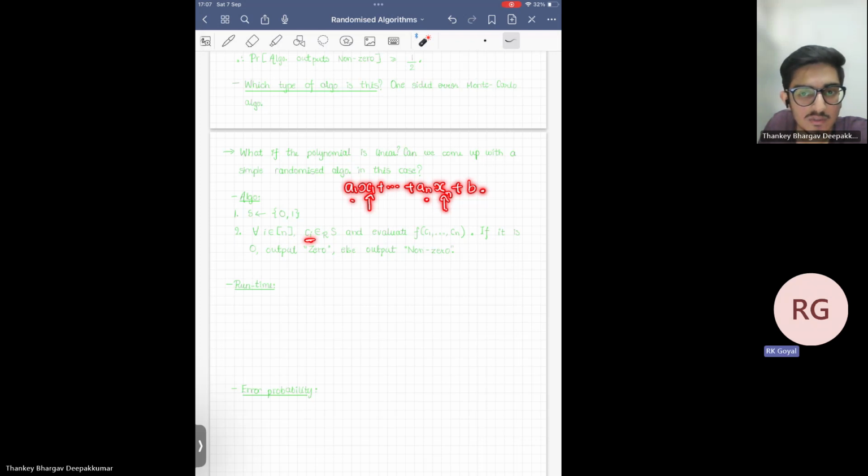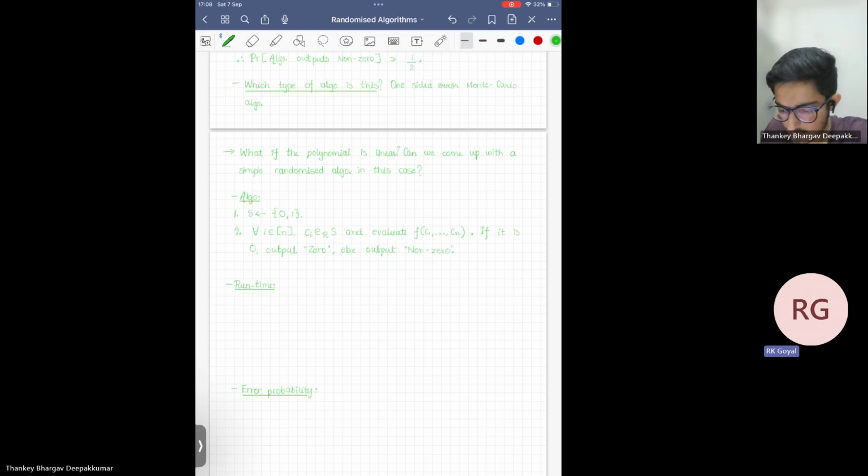So what was your question there? My question is that both the lines of this algorithm are not making sense. Basically we are picking the values of the coefficients, the ci's, from the set. No, the ci's are not the coefficients. The polynomial f, f of x1 to xn, looks like a1 x1.